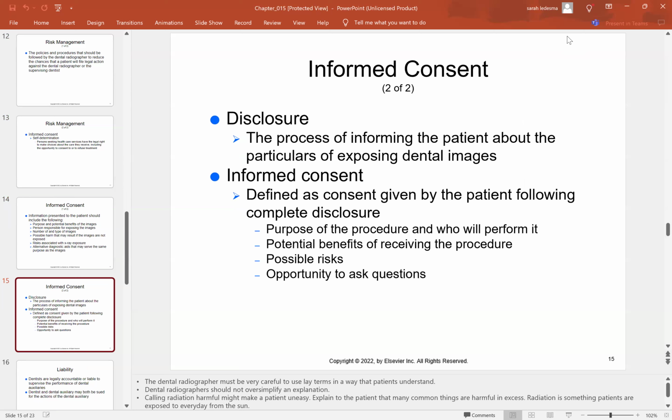Disclosure, the process of informing the patient about the particulars of exposing dental imaging. Informed consent, defined as consent given by the patient following complete disclosure. Purpose of procedure and who will perform it. Potential benefits of receiving the procedure. Possible risks and opportunity to ask questions.